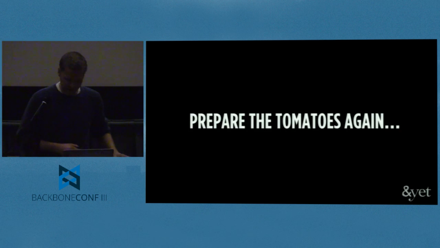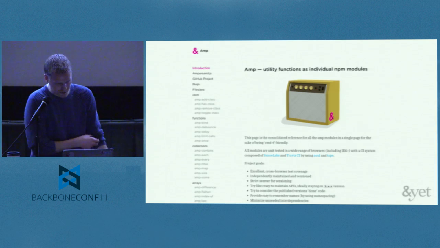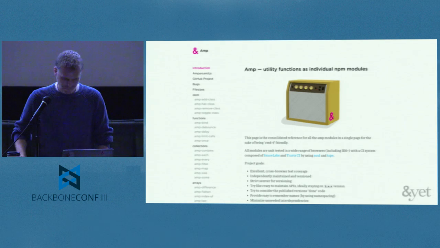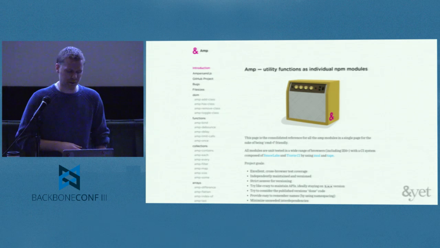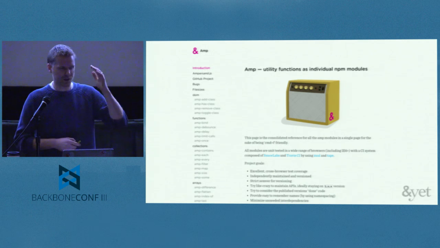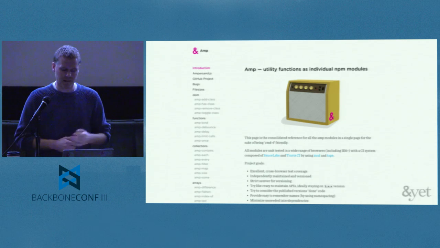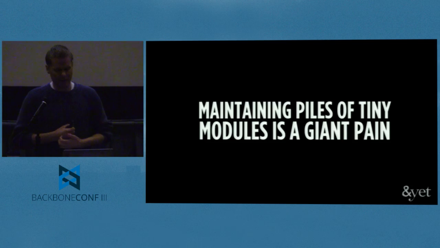So prepare your tomatoes again. I did other crazy things. So what we did is we made this project called AMP. And AMP is just what I've been talking about, which is individually installable modules that do one simple thing. It's a bunch of utility modules that do one thing. And as it turns out, maintaining tiny piles of ridiculously small modules is a giant pain in the ass.